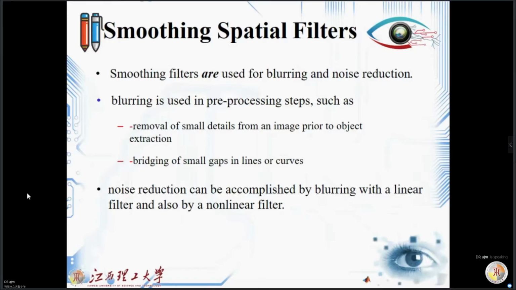prior to object extraction, and bridging of small gaps in lines or curves. Noise reduction can be accomplished by blurring with linear filters and also by some nonlinear filters. Have this in your mind.